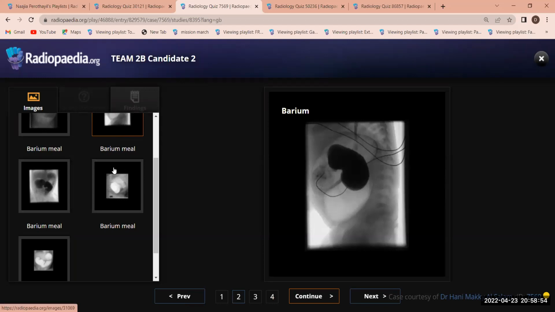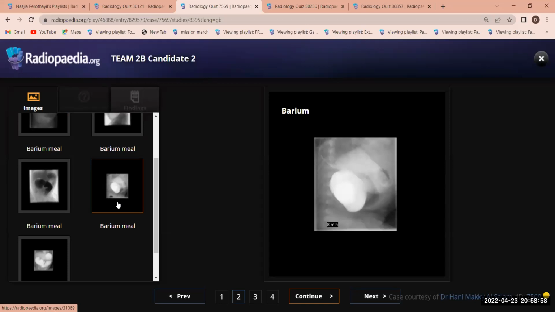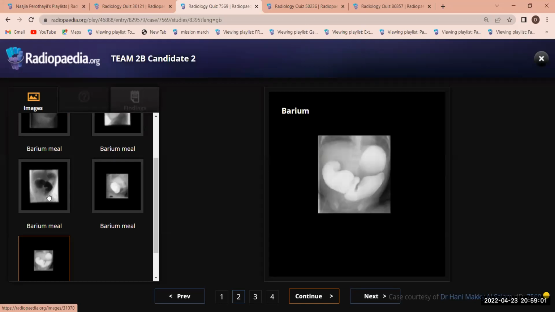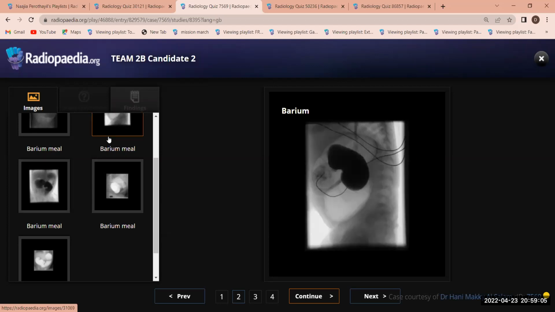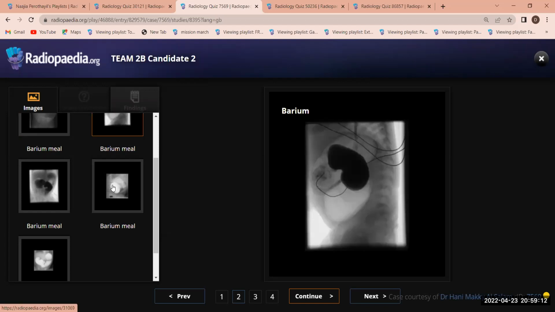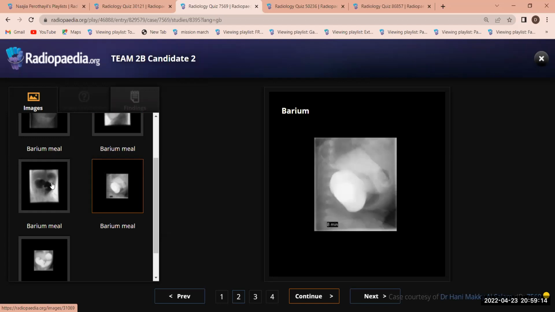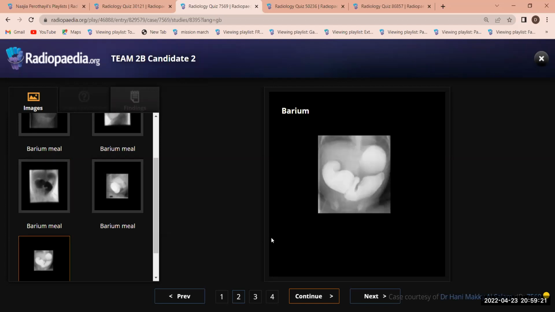Can I go through the images? Yeah, you may go through. Okay, so I'm just going through the meal follow through images of the same child. These are showing dilated loops of bowel, including the stomach, which is showing abrupt truncation in the region of distal jejunum, I would say. Do you think it's a distal jejunum? I think it's proximal jejunum, yeah.